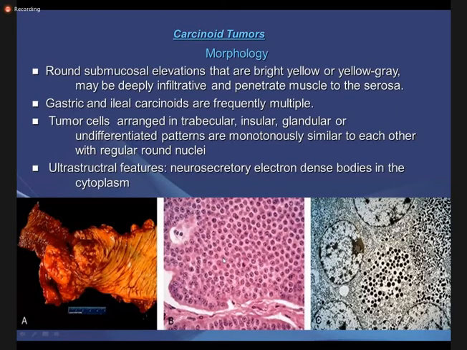They have round regular nuclei, and they are arranged in different configurations like trabecular, insular, and glandular. And this is the electron microscopic picture, that is the neurosecretory electron dense bodies in the cytoplasm. So this is the ultrastructure. This is the polypoidal tumor with the bright yellow gray appearance. This is the microscopic picture of monotonous cells with regular round nuclei arranged in sheets, trabecular, insular, and glandular patterns.